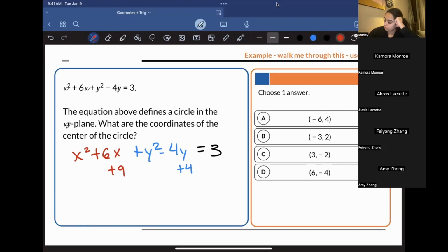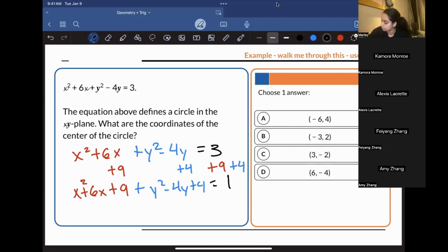We should do the same on both sides, plus 9 plus 4. So we have x² + 6x + 9 + y² − 4y + 4 = 3 + 9, which is 12, and 12 + 4 is 16, so equals 16. And so just keeping the colors.